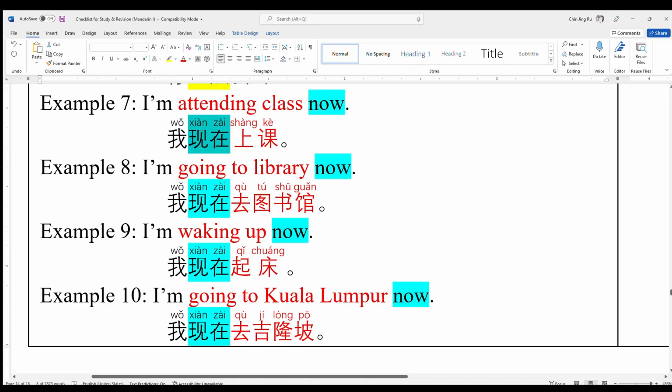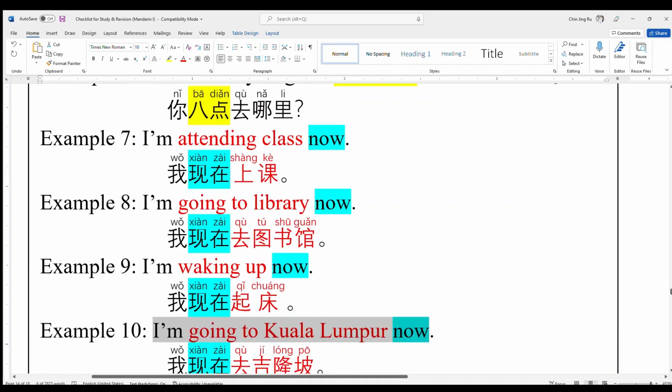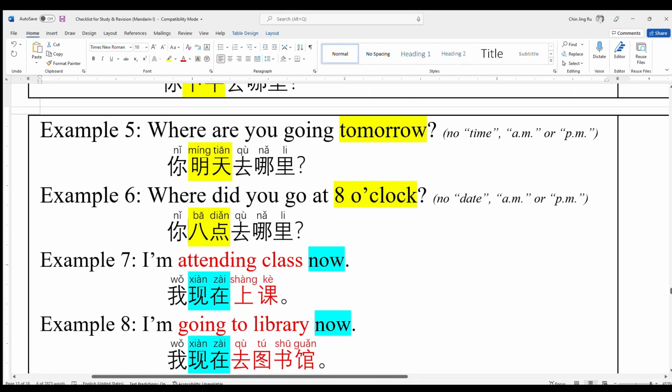Listen and repeat. 我现在上课. Then, I'm going to library now. 我现在去图书馆. 我现在去图书馆. Another example. I'm waking up now. 我现在起床. 我现在起床. I'm going to Kuala Lumpur now. 我现在去吉隆坡. 我现在去吉隆坡. Okay?